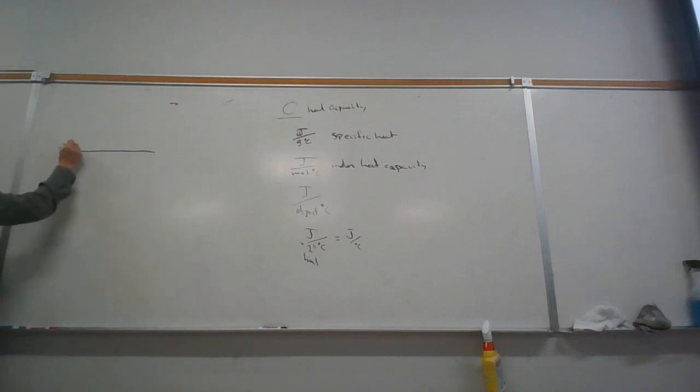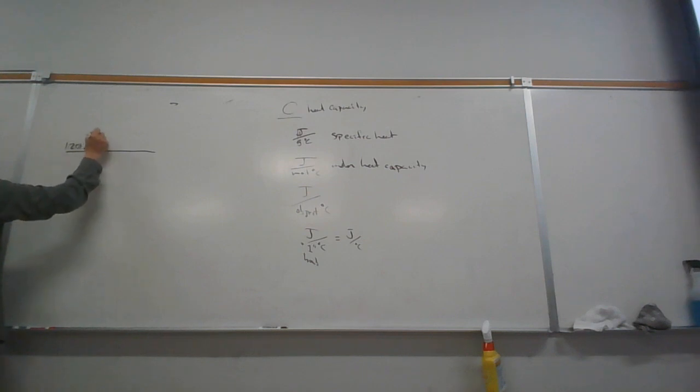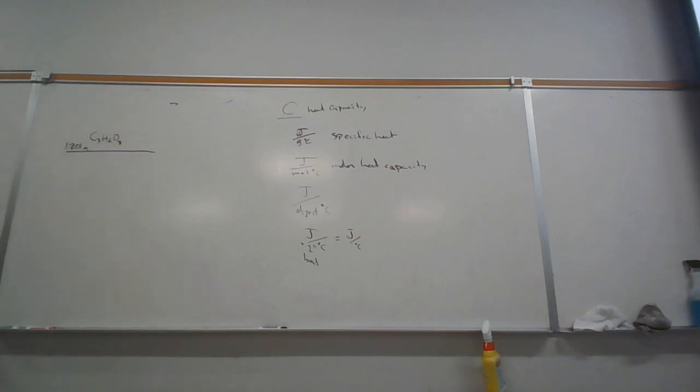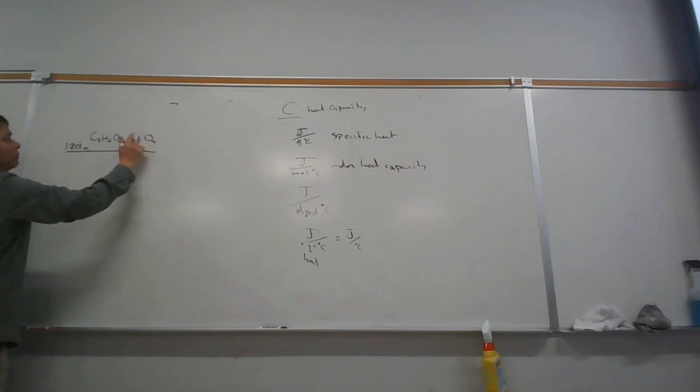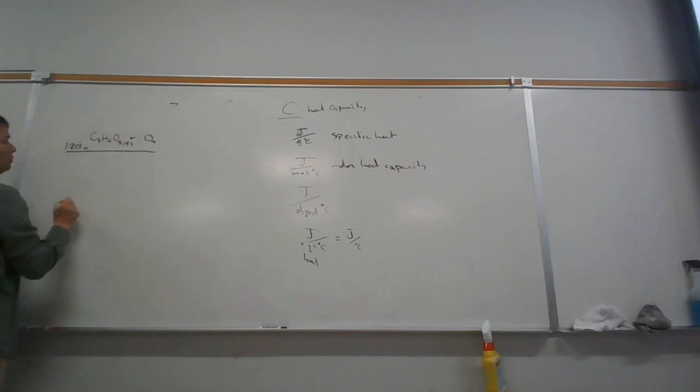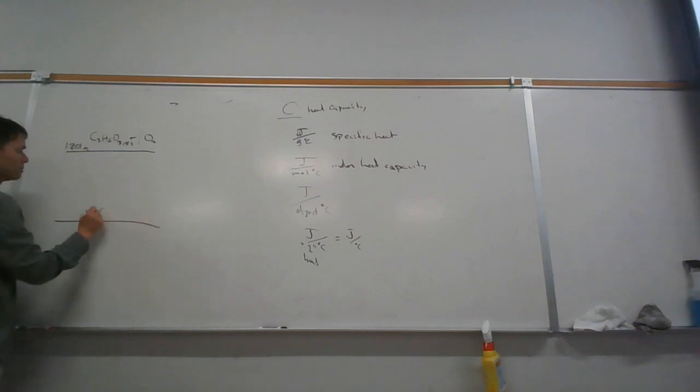So 1.201 grams of salicylic acid. Salicylic acid is C7H6O3. Salicylic acid is a solid acid, and we're going to burn it in O2. This is going to form CO2 and water.